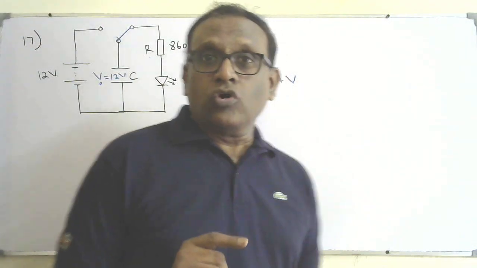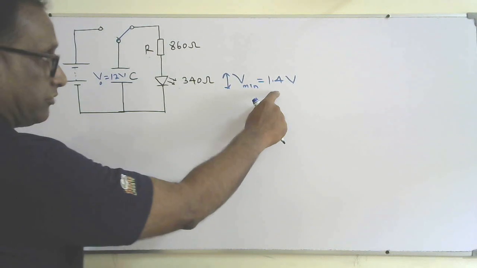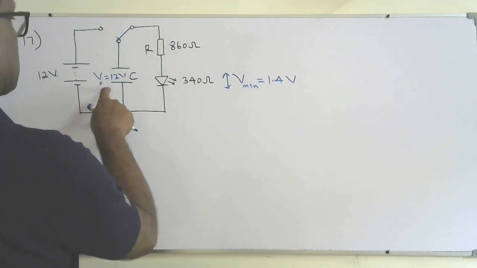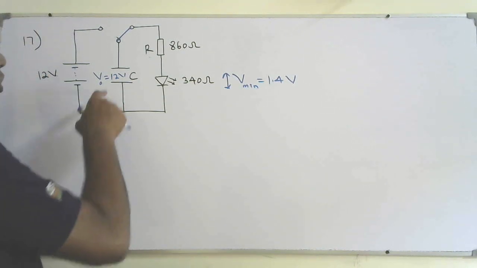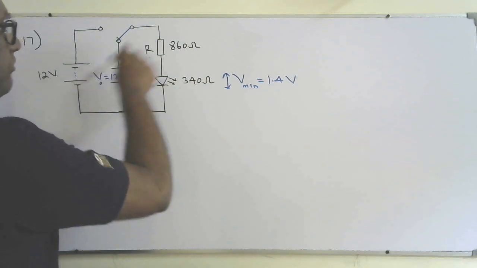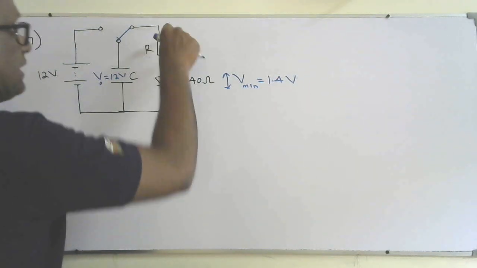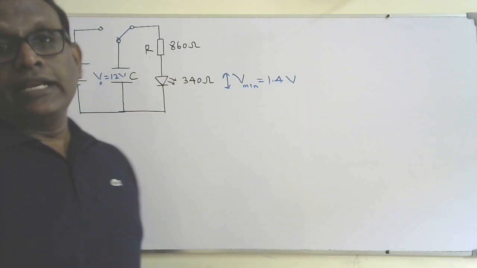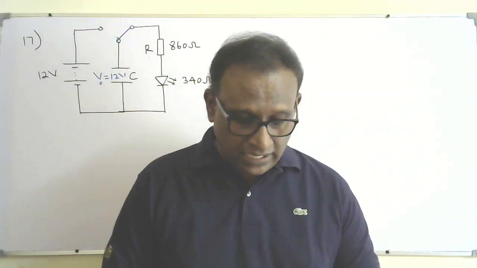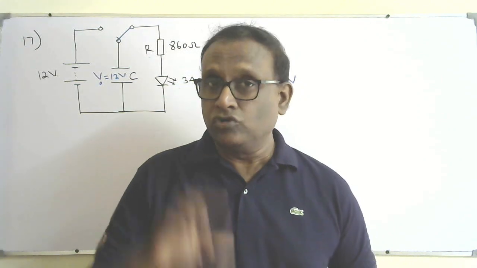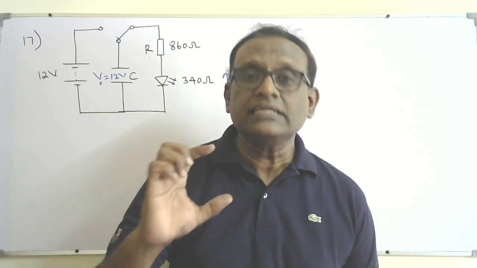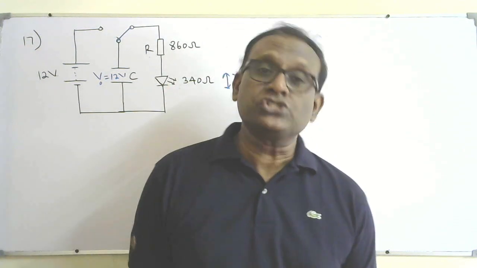So that means when the voltage across the LED becomes 1.4 volt, what will be the voltage across the capacitor? Because we know that the voltage supplied by the capacitor is going to divide across the resistor and the LED according to the potential divider method. According to the ratio of their resistance, the voltage will be divided.